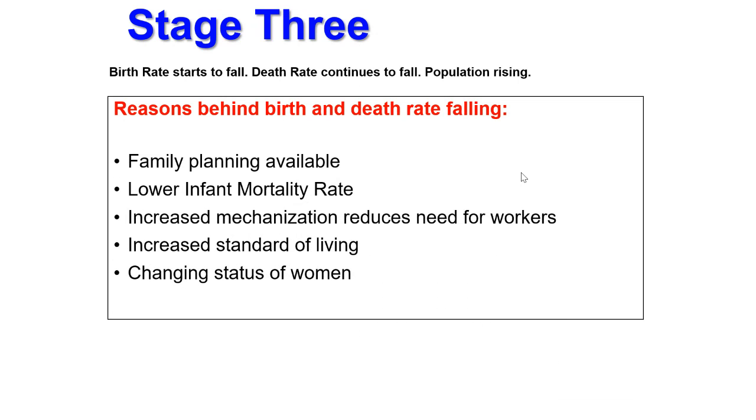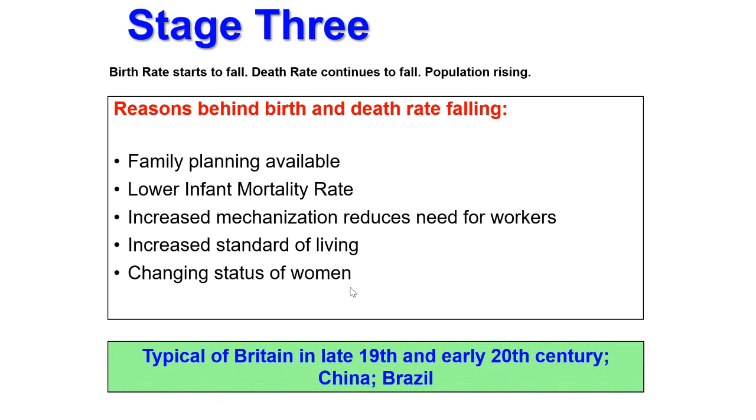Stage three, you start to see the birth rate starting to fall. There can be a lot of different things. The main one I like to highlight is the changing status of women. This is where women are starting to enter the workforce more. This is where also the role of women in the society starts to change. The death rate continues to fall because of increased healthcare, and the population starts to rapidly increase here. This is very typical of China and Brazil right now.